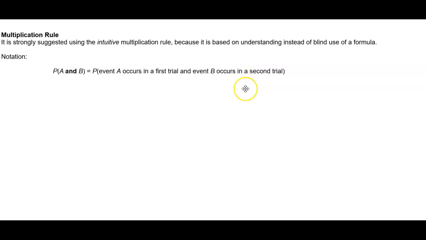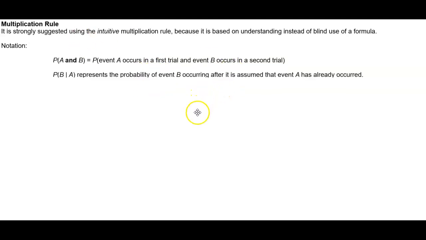Multiplication rule. It is strongly suggested to use the intuitive multiplication rule because it is based on understanding instead of blind use of a formula. So the notation here: the probability of event A and B is equal to the probability of event A occurs in a first trial and event B occurs in a second trial. Now, here's a new notation: the probability of event B occurring after it is assumed that event A has already occurred.